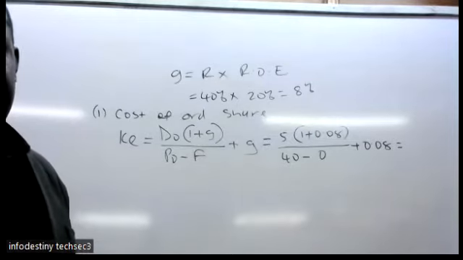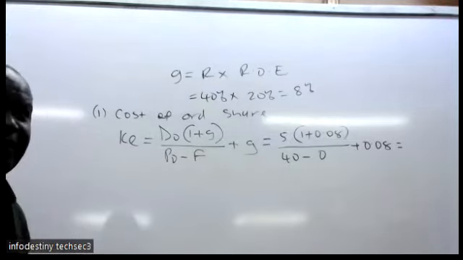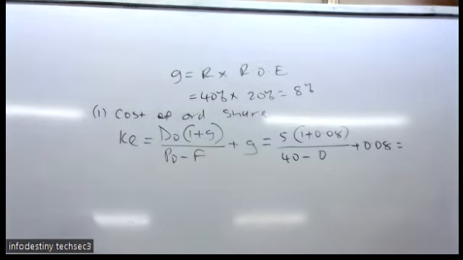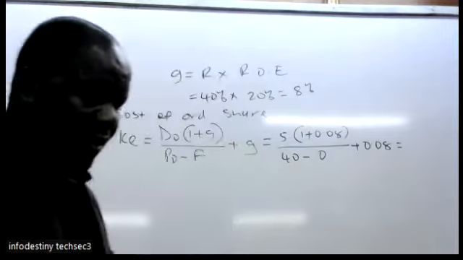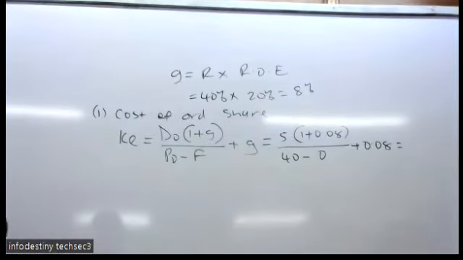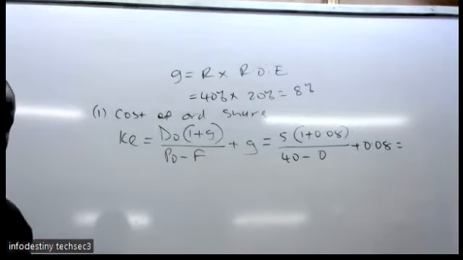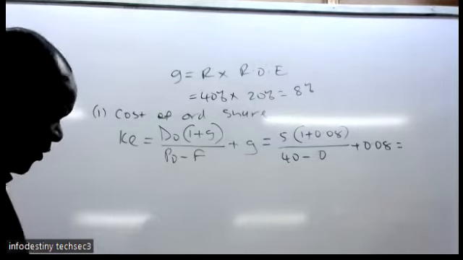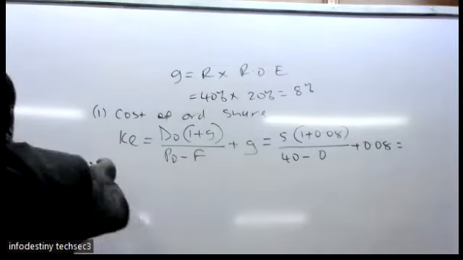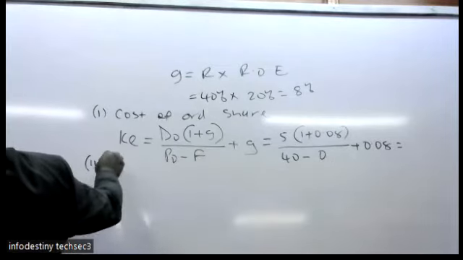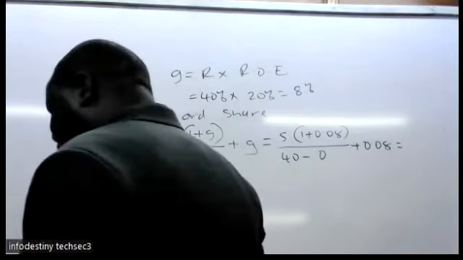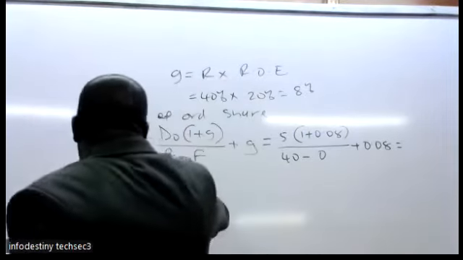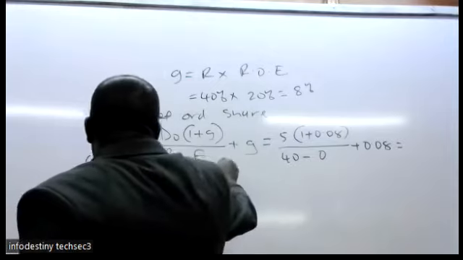So it is giving us around which year? 21.5%. So after that, we go to Roman letter 2, the cost of the 12% irredeemable debenture. Roman letter 2 is the cost of the debenture.